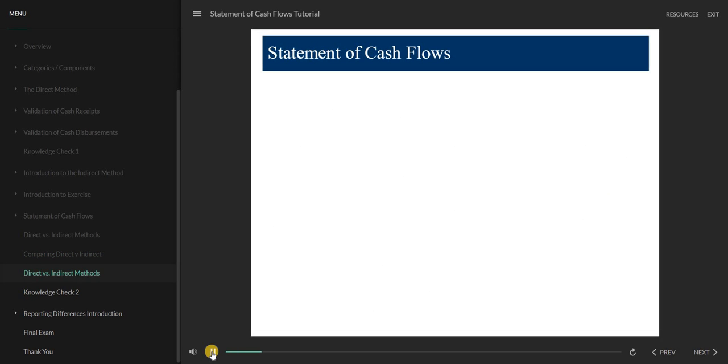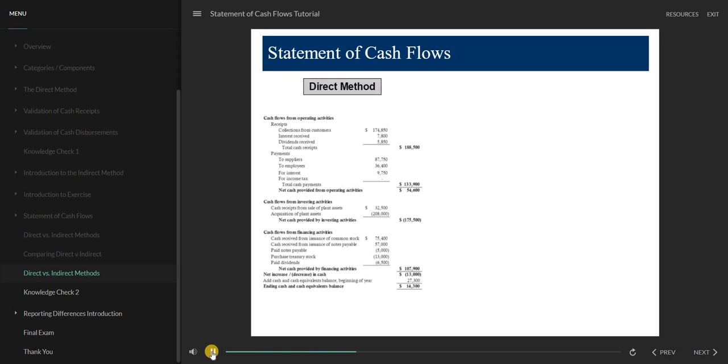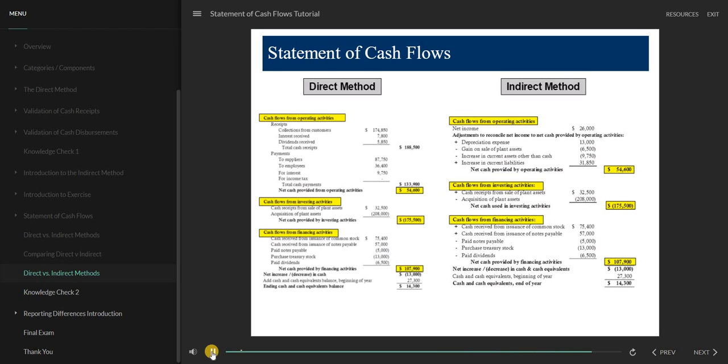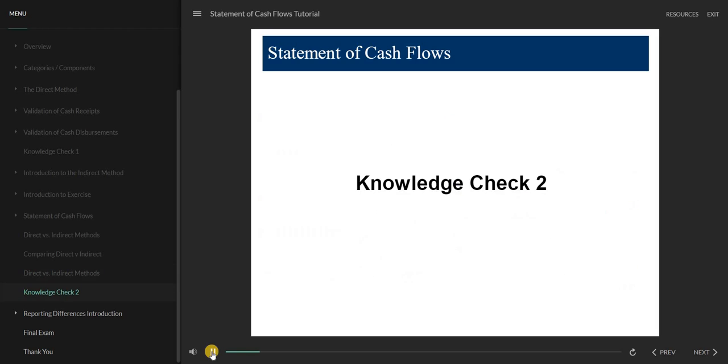Whether we prepare our statement of cash flows using the less popular direct method or the more commonly used indirect method, we note our end results are the same for cash flow provided by operating activities, investing activities, and financing activities. Before moving on to our last topic on statement of cash flows, let's complete another quick knowledge check based on what you've learned so far.